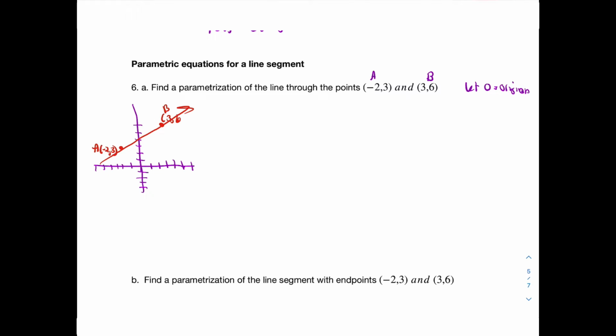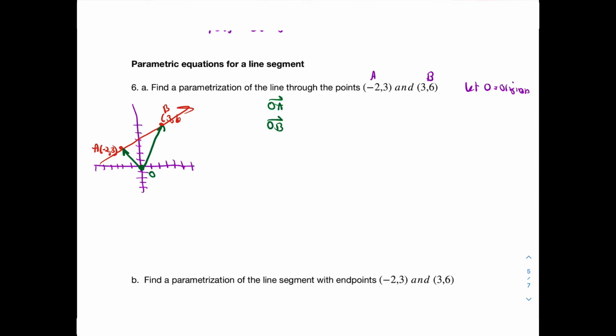Oh, sorry, this asks for a line, not a line segment. So I'm going to draw a line all the way through A and B. Okay, now this is where it comes in. I'm going to let O be the point at the origin. Now if I draw a vector from the origin to A, that's going to be vector OA, with initial point O and terminal point A. And then if I draw a vector from O, the origin, to B, that's going to be the vector OB.